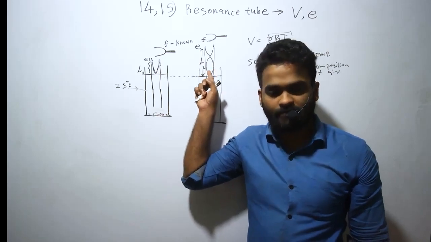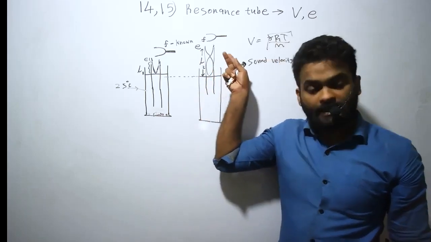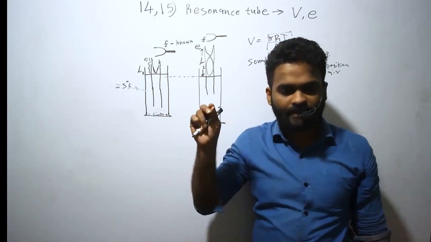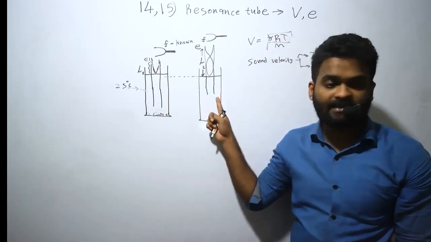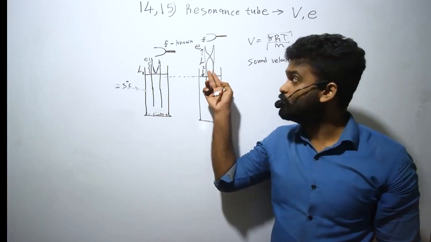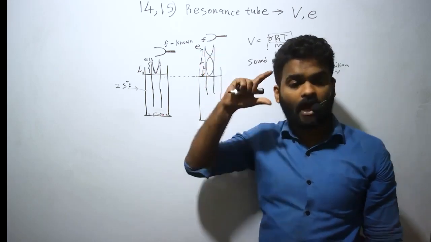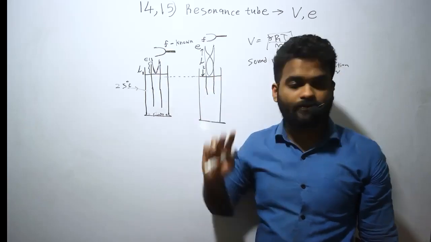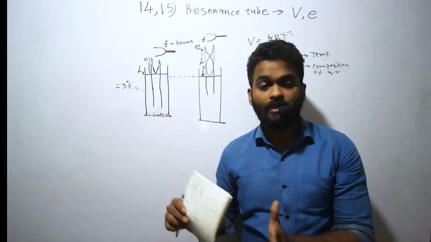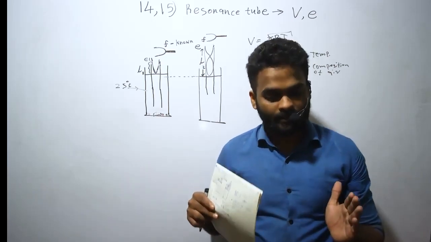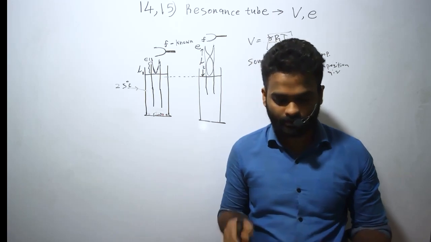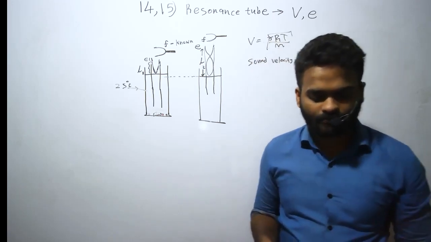So what happens? In this case, the sharp sound you hear is less, right? In the second case. Understood? In the second case, it is less because you have to vibrate a large air column compared to the first one, right? So you have to notice that at the second resonance, as you are doing the experiment, the sharp sound is less, right?